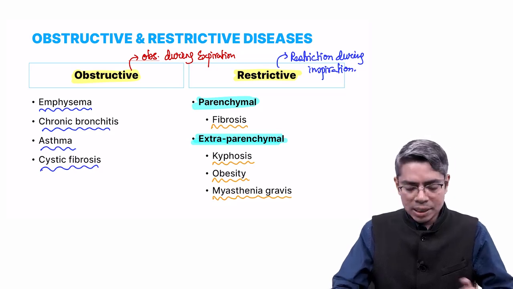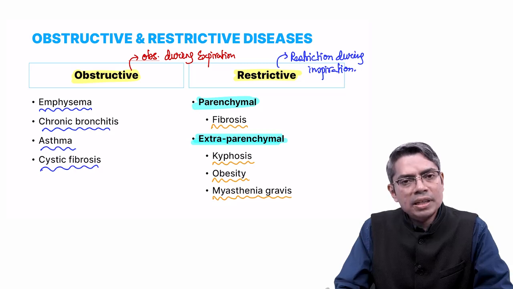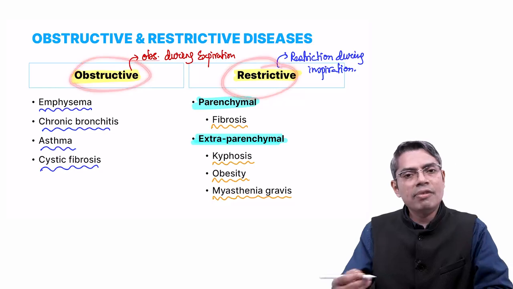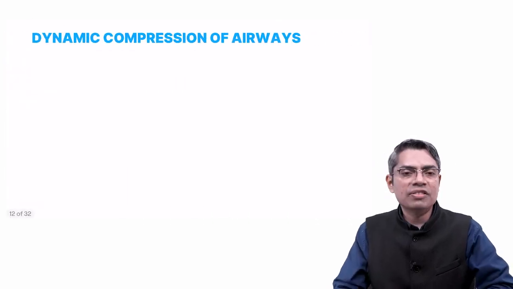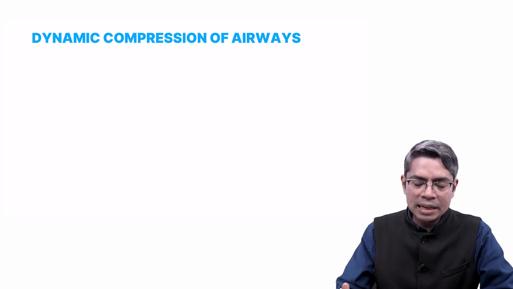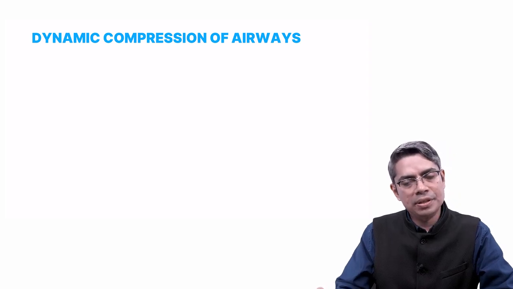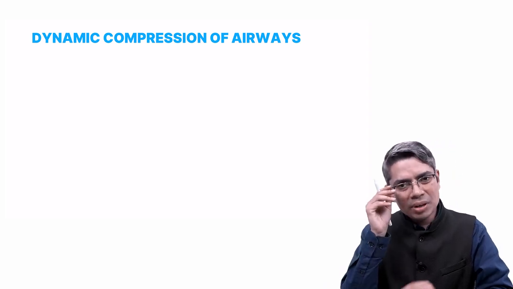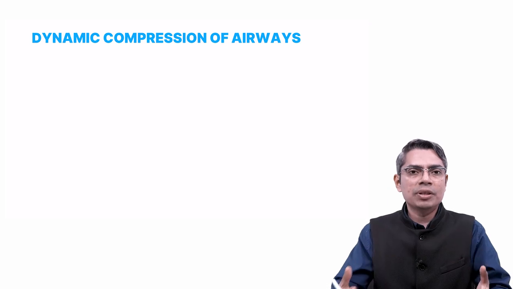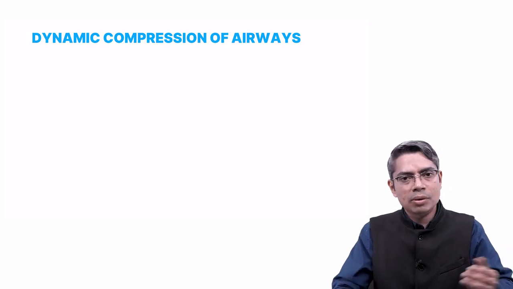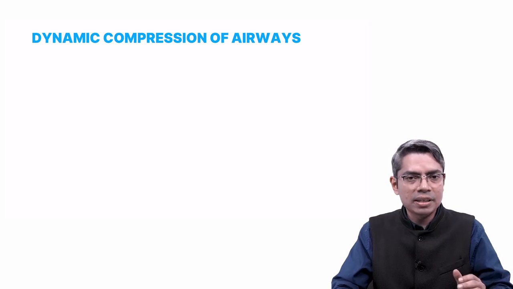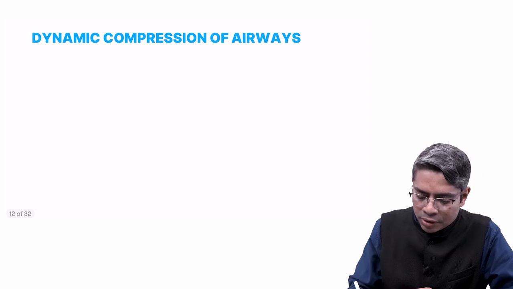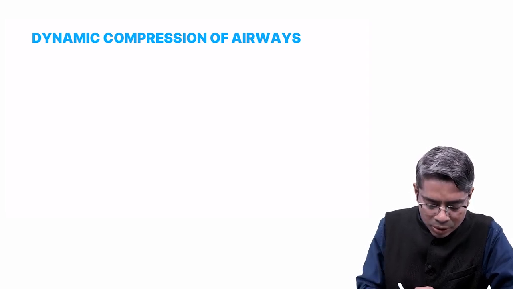Now, if you want to understand how the lung volumes and capacities are going to change in obstructive and restrictive disease, then first of all you have to understand one important phenomenon which is known as dynamic compression of airways. We have already understood dynamic compression of airways a little bit during the discussion of closing volume and closing capacity. But further, we are going to discuss the phenomenon once again here. So, try to understand what is the meaning of dynamic compression of airways.